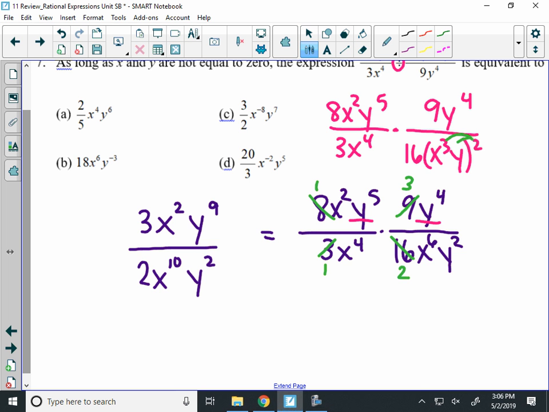Now, 3 over 2 is not going to simplify, so I can probably see already this should be my answer. But let's check. I have 3 over 2. Now I subtract 2 minus 10, which is negative 8, and 9 minus 2 is y to the 7th. It's not fully simplified because I have a negative exponent, but that's all I needed for my multiple choice.